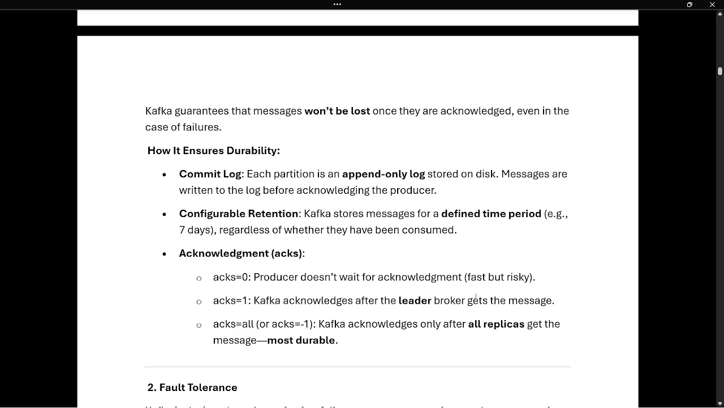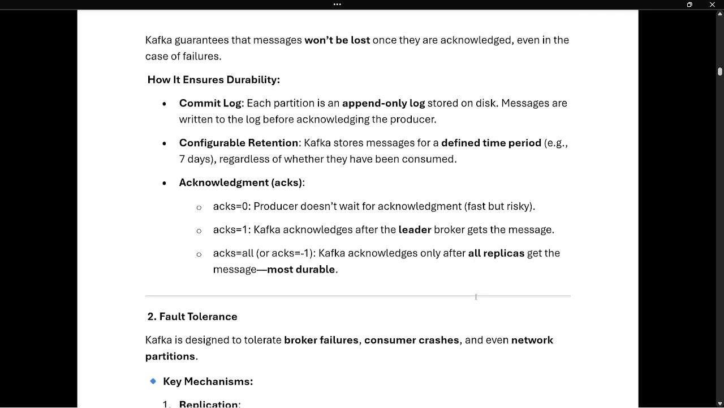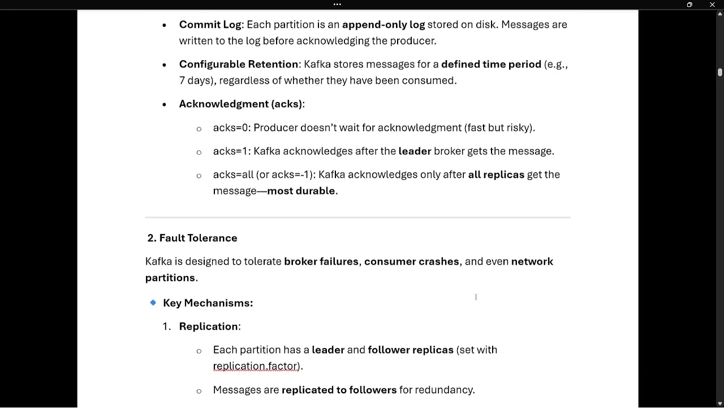Then we have the acknowledgement policies also. Acknowledge zero means the producer does not wait for acknowledgement. Acknowledge one means Kafka acknowledges after the leader broker gets the message. Acknowledge all means Kafka acknowledges only after the replicas get the message, the most durable case. So in which scenario we use which acknowledgement policy, we will see.